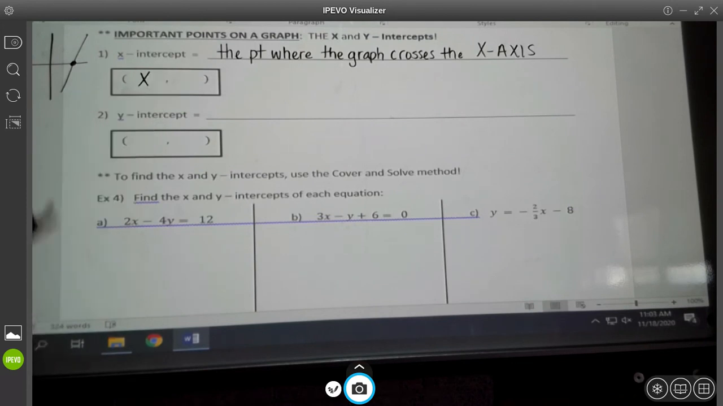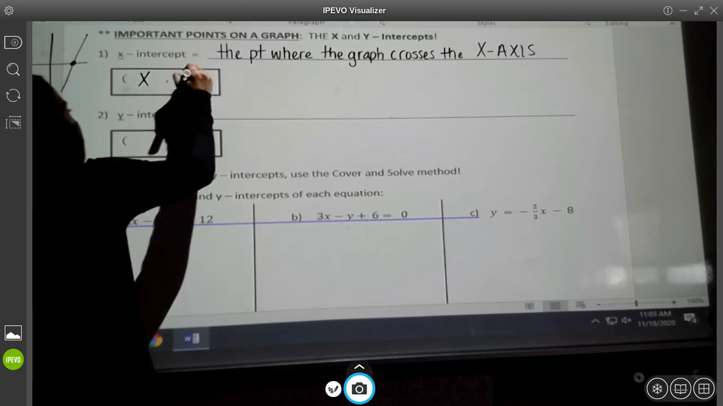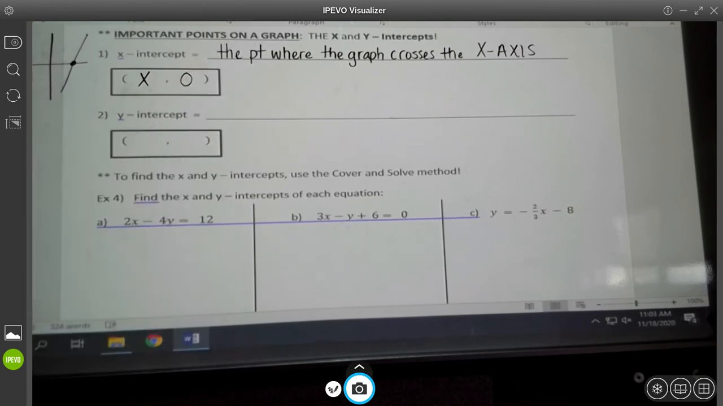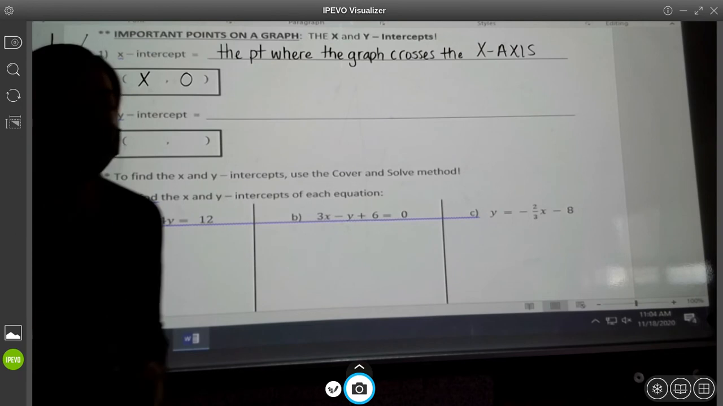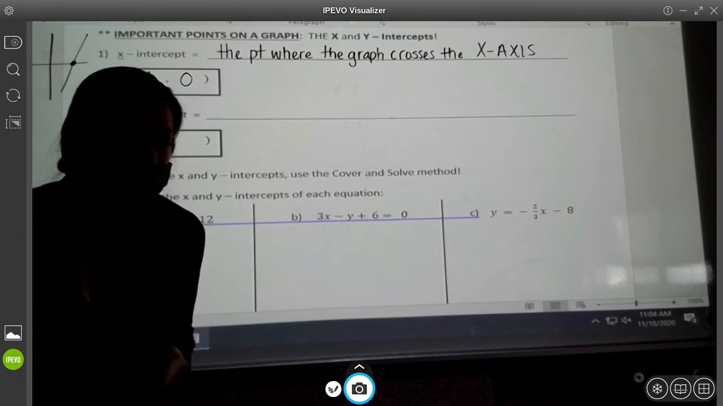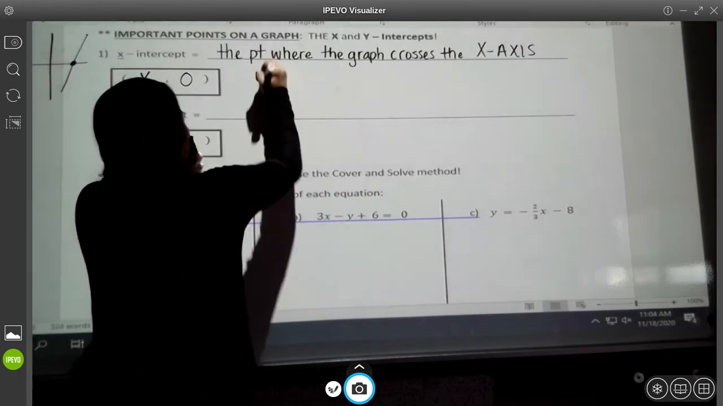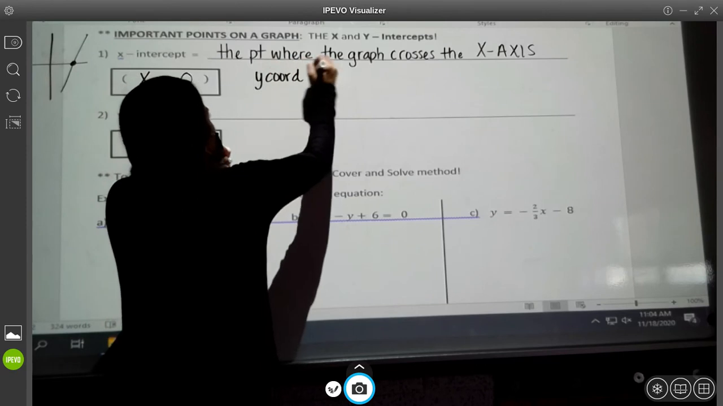So it's not an entirely unknown point. If you are an x-intercept, then you have to have a y-coordinate of 0. So the y-coordinate is always going to equal 0 on an x-intercept. So guys, if you're looking at a bunch of ordered pairs, you should be able to pick out the x-intercepts right away because they're the ones that have a y-coordinate of 0.